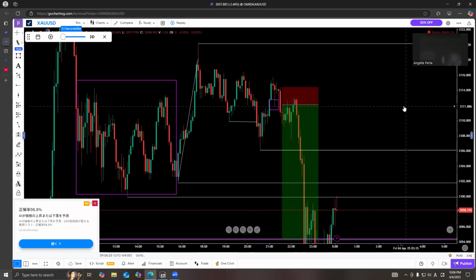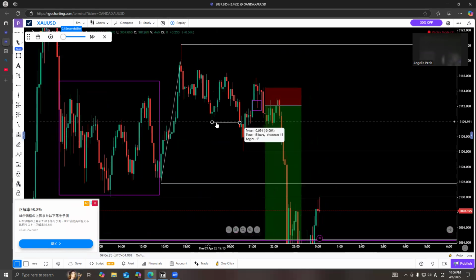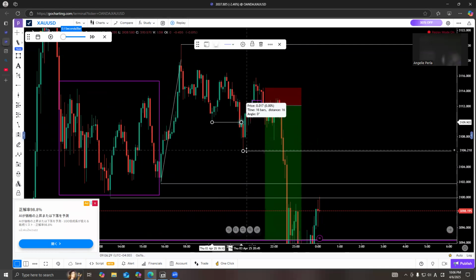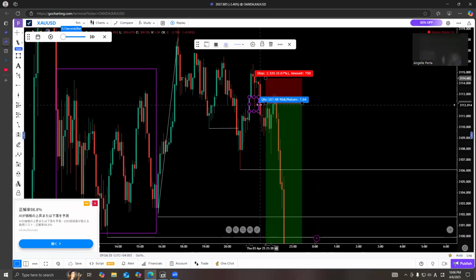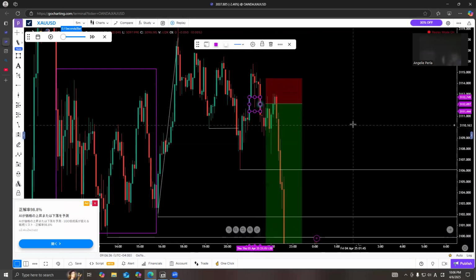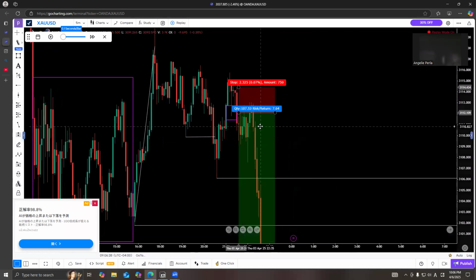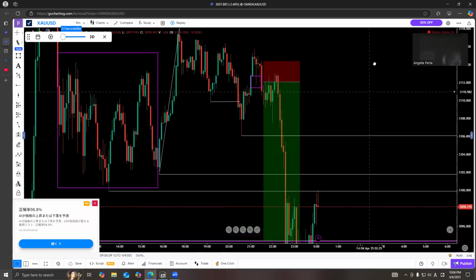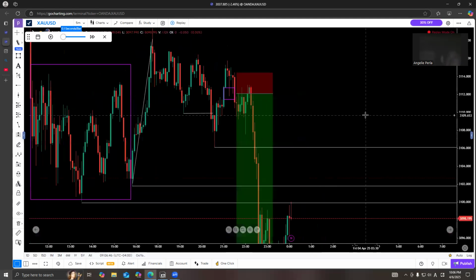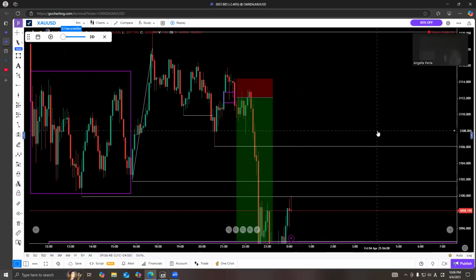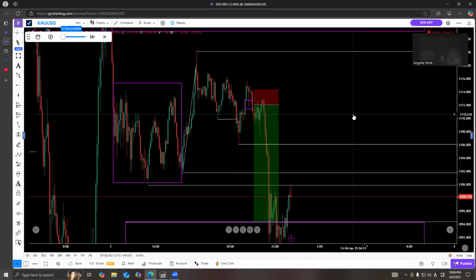But in this scenario, we clearly see a market structure shift in this area. And then we have an inverse fair value gap in this area. So the draws now are clearly on the sell side liquidities. Right. So that is how we do it in our academy, or in our team.